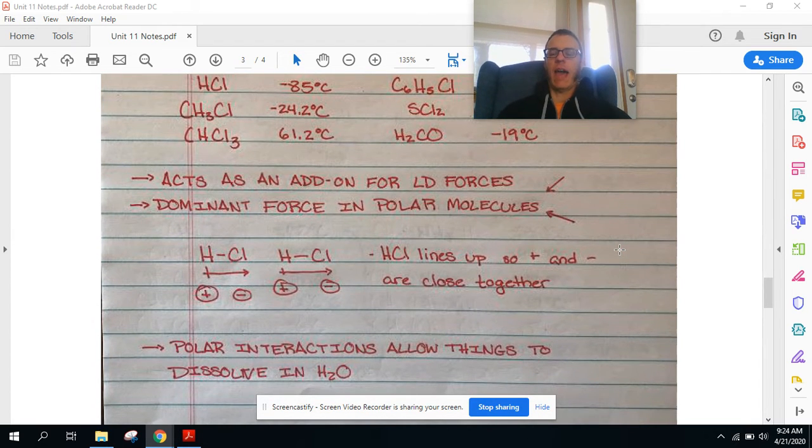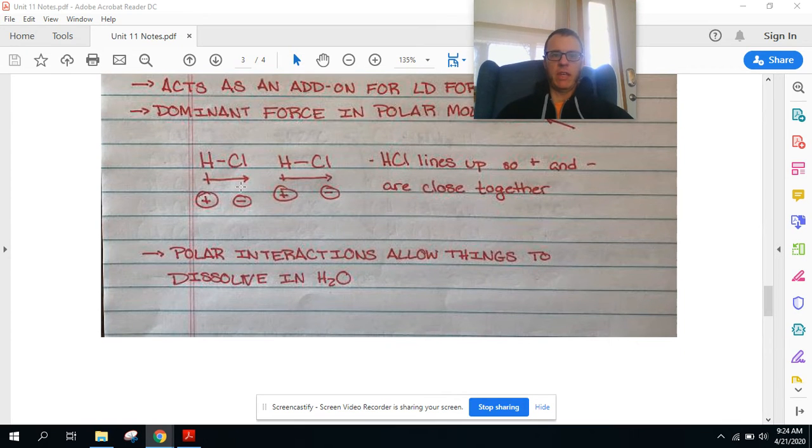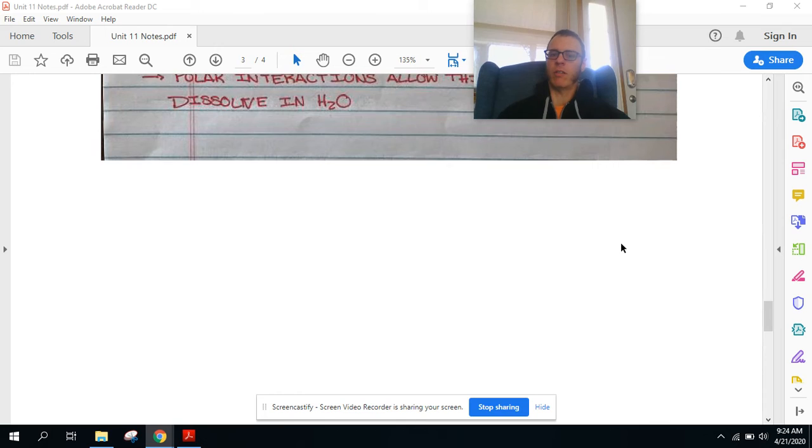This acts as an add-on to London dispersion forces. It's the dominant force in polar molecules. I'm trying to draw your attention to that. So here, the positives and negatives line up next to each other. And polar interactions allow things to dissolve in water. So if the overall thing is nonpolar, it's not going to dissolve in water. If it is polar, if it has these dipole-dipole interactions, it can dissolve in water.